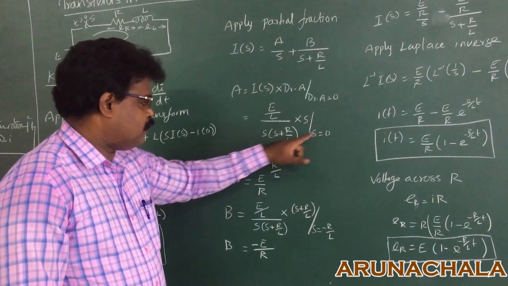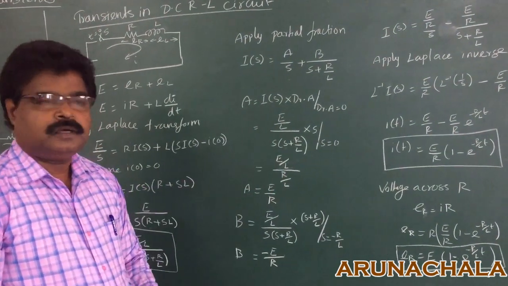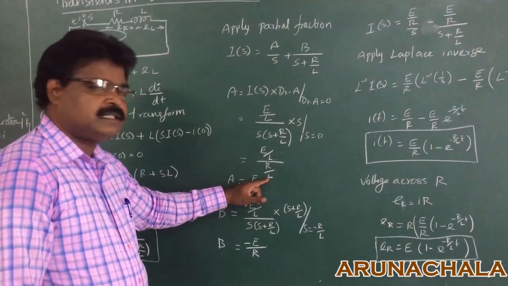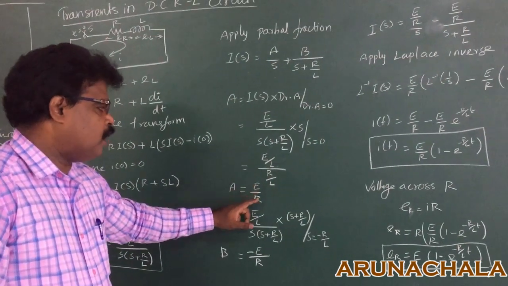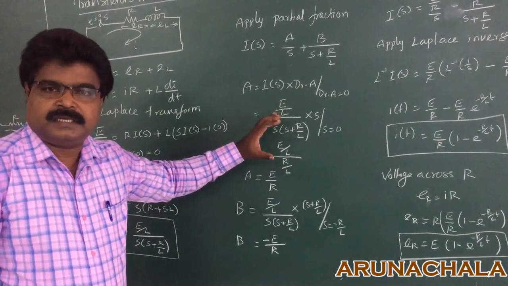You substitute s is equal to 0 here. So e by l divided by r by l. So l gets cancelled, and a is equal to e by r. You can calculate a directly. So this is one method, right?